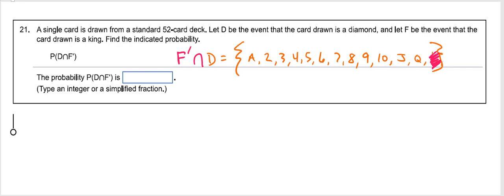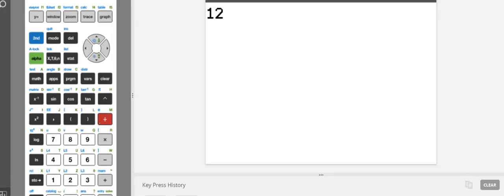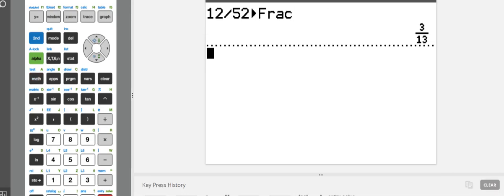So how many cards are there? There are, let's see, 10, 11, 12 cards left. So the probability of not a king and a diamond will be 12 out of 52. And what is that simplified? 12 divided by 52 as a fraction in simplest form is 3 out of 13.